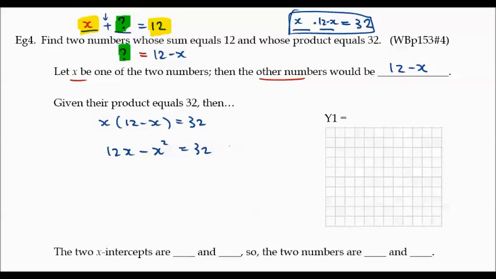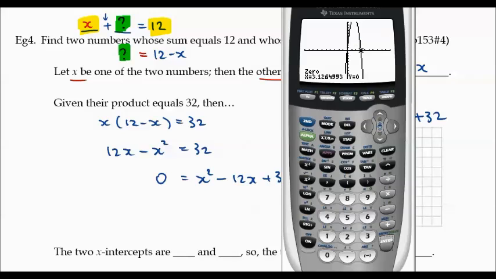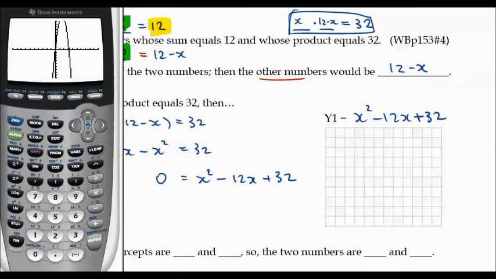I can rearrange the terms and put everything on the same side, turning this equation into a trinomial. And by drawing it out on my graphing calculator, I'll be able to find the x-intercepts on my graph. So here, y equals x squared minus 12x plus 32. And graph it. Here is my parabola.